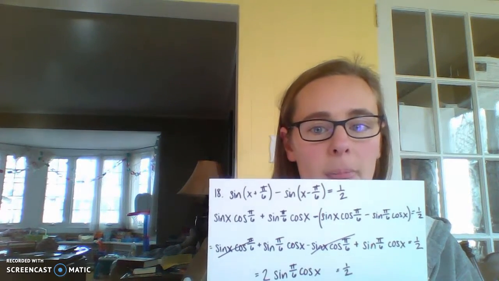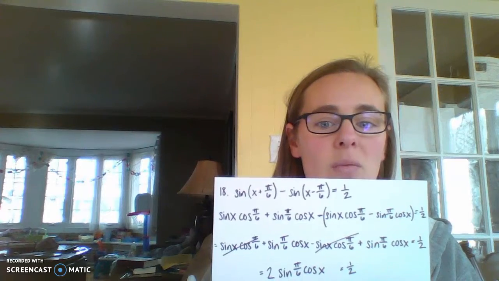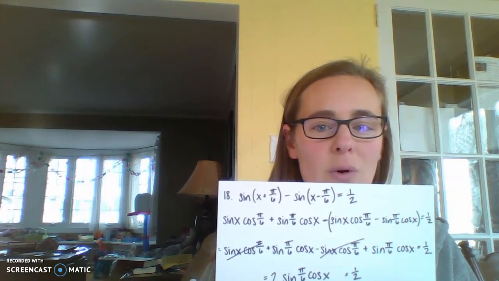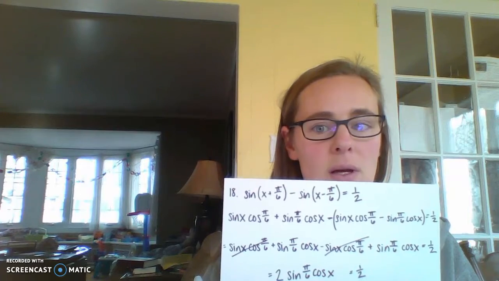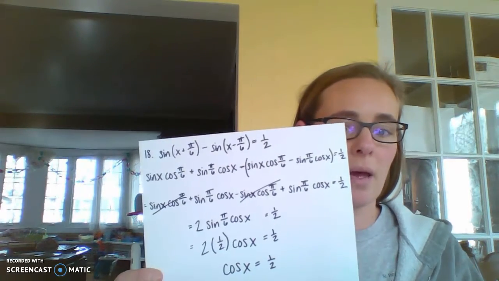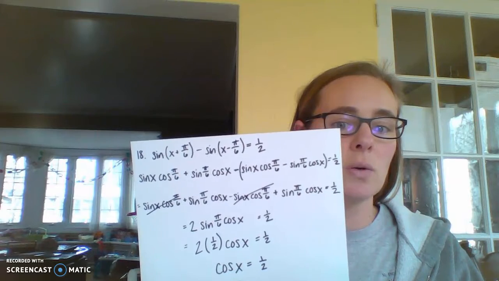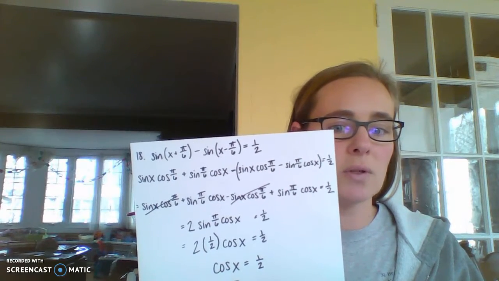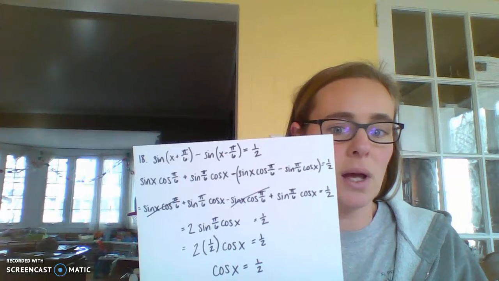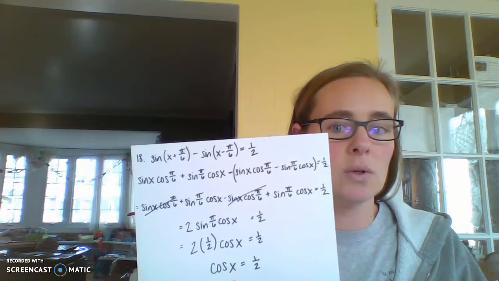Hopefully you have your unit circle handy if you don't remember what sine of pi over 6 is. Hopefully at this point you're maybe starting to get to the point where you don't need that unit circle. So sine of pi over 6 is equal to 1/2. So we just plug it in. 2 times 1/2 cosine x is equal to 1/2. 2 times 1/2 is 1, cancels out. So now we have cosine x is equal to 1/2.